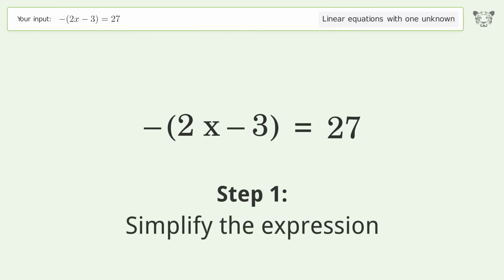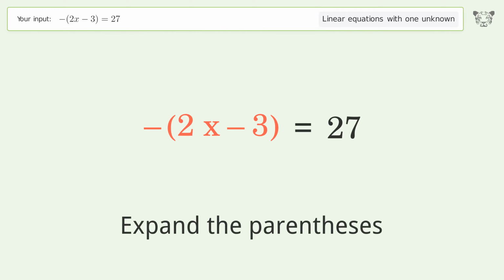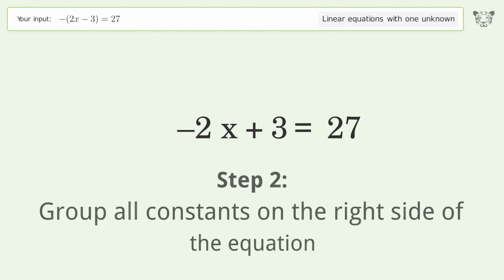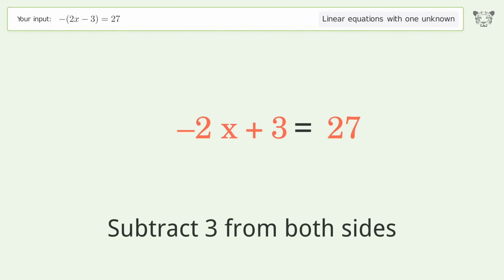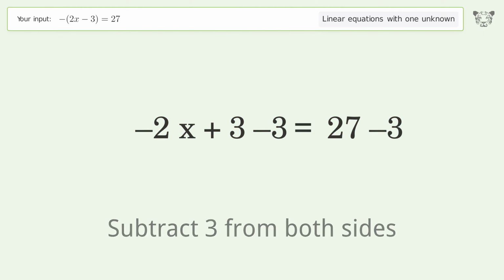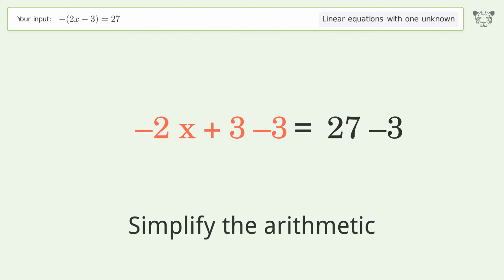Simplify the expression. Expand the parentheses. Group all constants on the right side of the equation. Subtract 3 from both sides. Simplify the arithmetic.